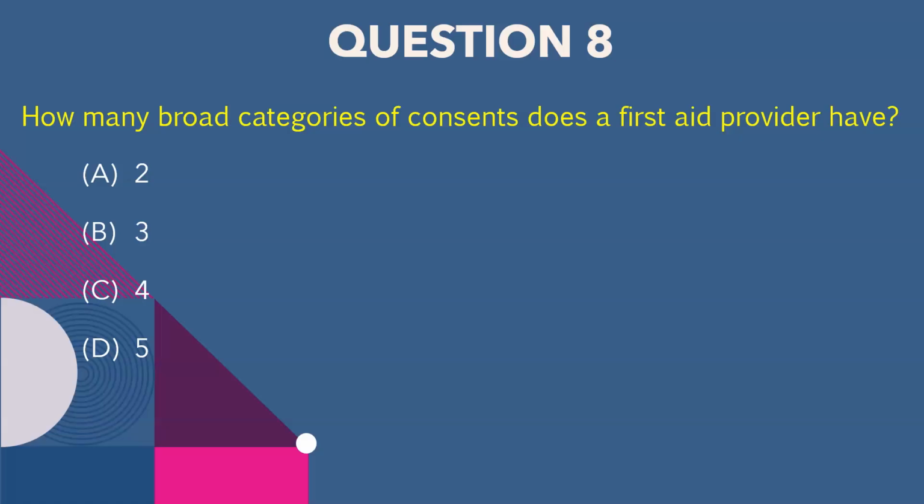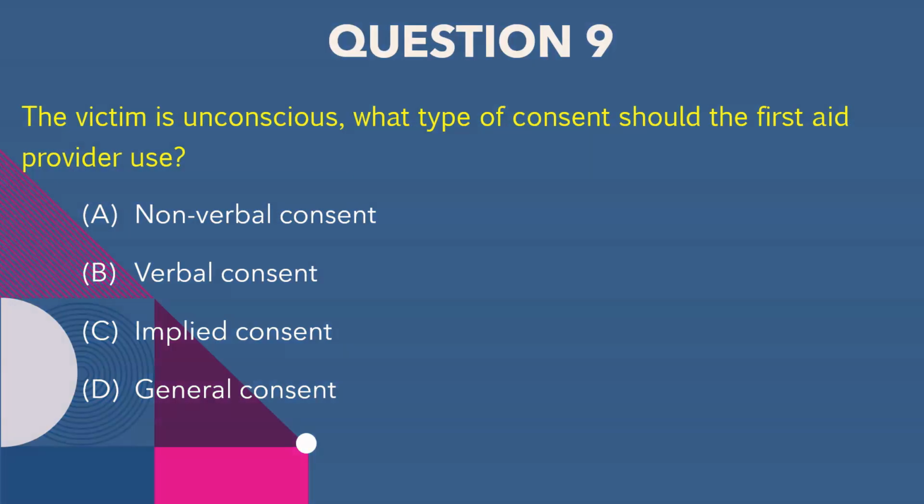Question 9 is coming. Question 9. The victim is unconscious. What type of consent should the first aid provider use? So what type of consent is used when a victim is unconscious? A. Non-verbal consent, B. Verbal consent, C. Implied consent, D. General consent.